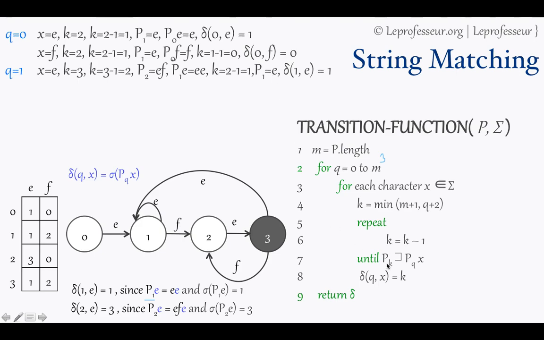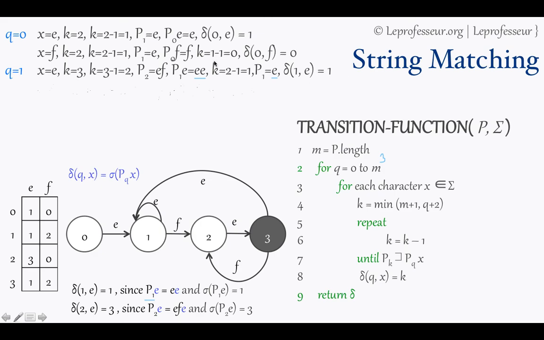So now p1 is e and p1 e is ee. So we have here ee and e. So e is a suffix of ee, and we stop this and we find out that delta of q 1 and e is equal to 1.